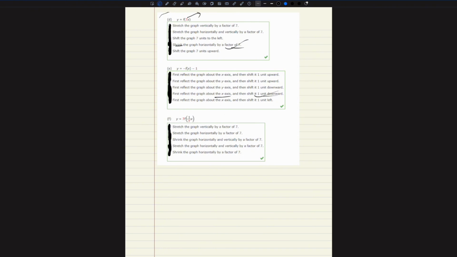And in this case it is multiplying the function f(x) by 7 and also dividing x by 7. So it is affecting both the x axis and y axis. It is multiplying here by 7, so it will stretch the graph, both horizontally and vertically, by a factor of 7. So this is our answer.